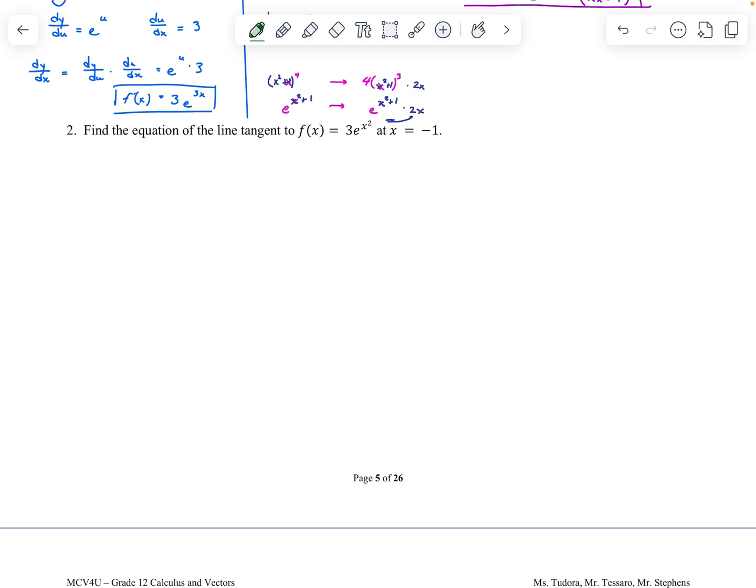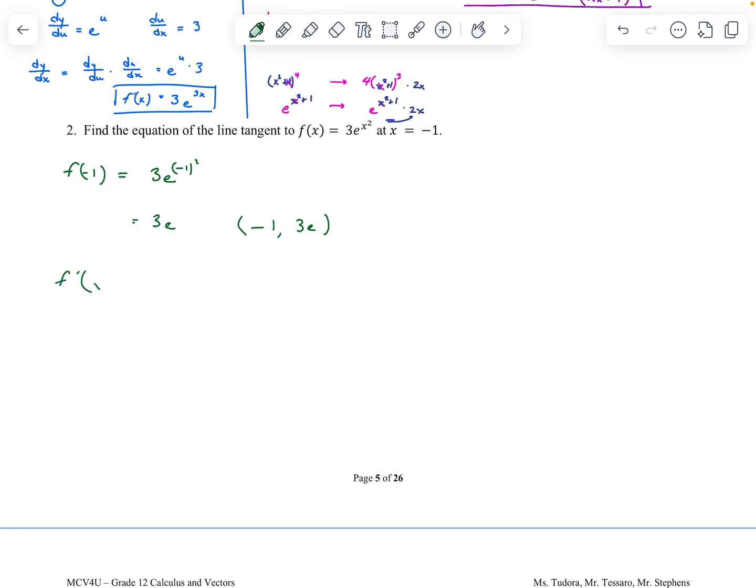First, I'm going to find the point. I'm going to say f of negative 1 is 3 e to the negative 1 squared, and that's 3e. That's a decimal. You could get the decimal out of your calculator. I'm not going to. So the point is negative 1 for the x value, 3e for the y value. I'll go find a calculator later, and I'll fill in the decimal answers as well. But the 3e, it's just like 4 pi. It's a number. It's a decimal.